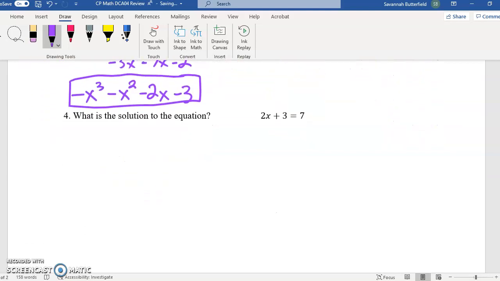Number 4, what is the solution to the equation? This is just solving for x. We've done it a million times. So we're going to subtract 3. We're going to get 2x equals 4. Divide both sides by 2. We get x equals 2. Done. Great. Move on.